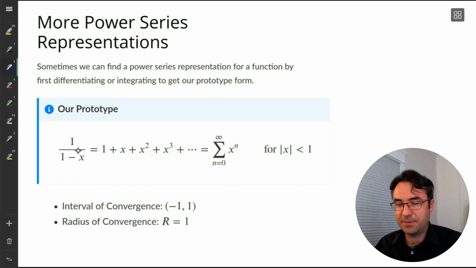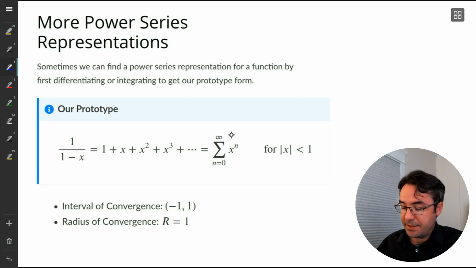And so let's just kind of review that result really quick. We have this 1 over 1 minus x, and we can write that function as a power series, so 1 plus x plus x squared, and so on. Or it's the sum from n equals 0 to infinity of x to the power n. Really, this is a special case of the geometric series, where the absolute value of r is less than 1. And we've seen the interval of convergence is the open interval from -1 to 1, and then the radius of convergence is r equals 1.